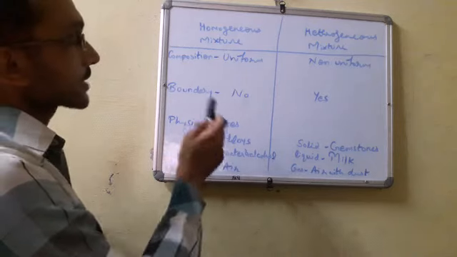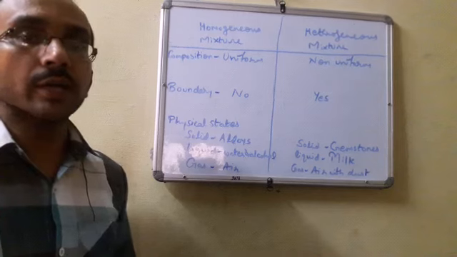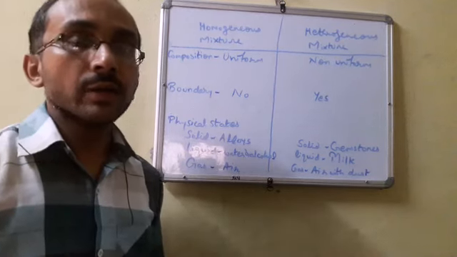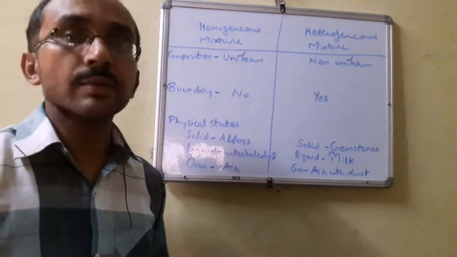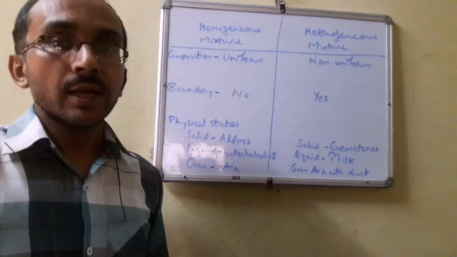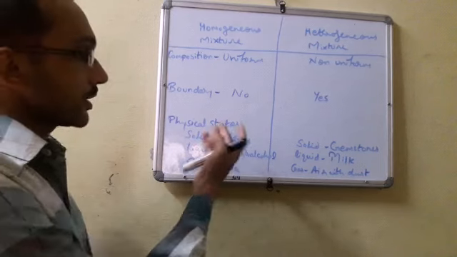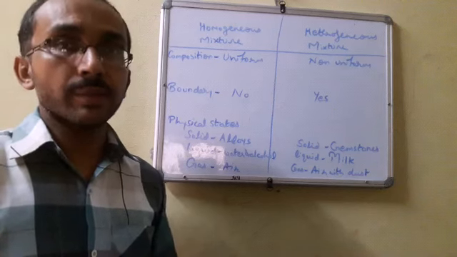Understood? Now physical states. Homogeneous mixture exists in all the three physical states, that means solid, liquid and gas. In case of solids, we say alloy. If we are talking about alloys, copper and zinc, brass. Brass is a mixture of copper and zinc, that is pital. If we are taking that brass, we cannot see copper and zinc. That means it is having a homogeneous composition. We cannot distinguish between copper and zinc if we take the brass.